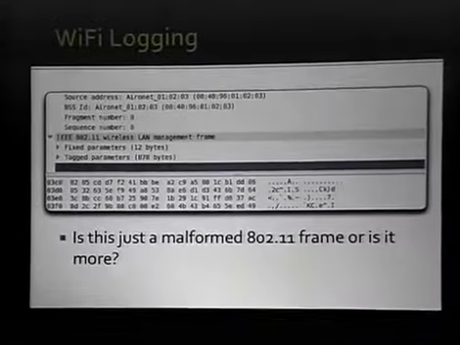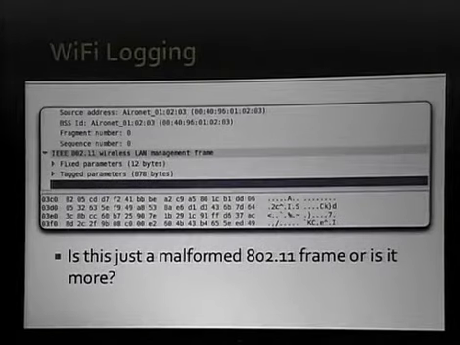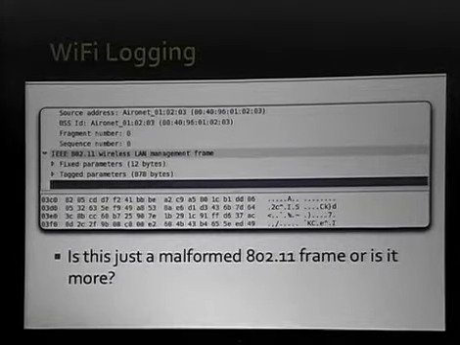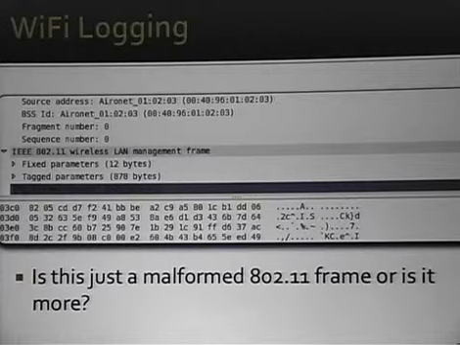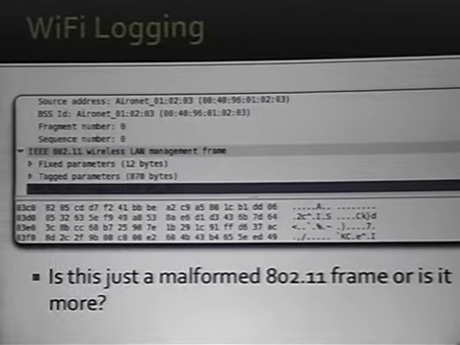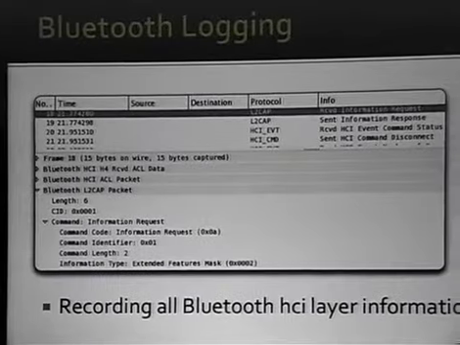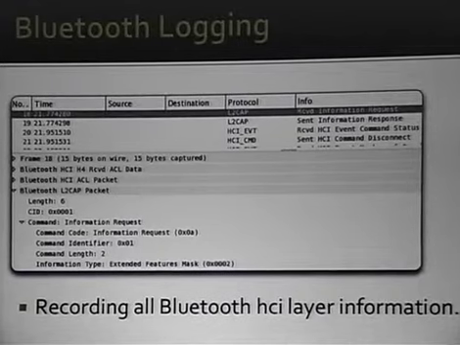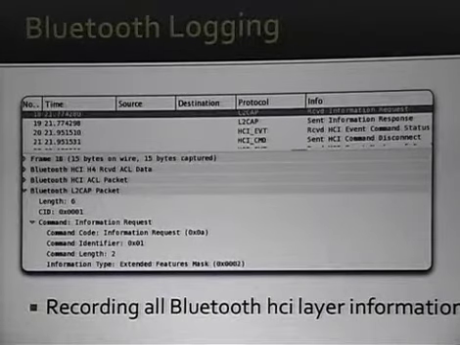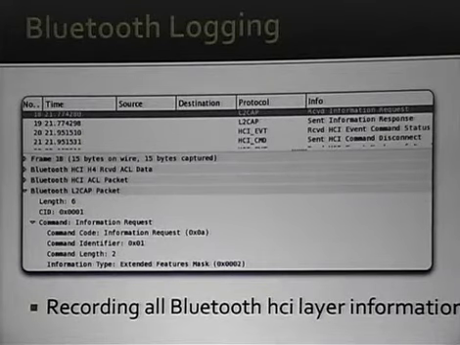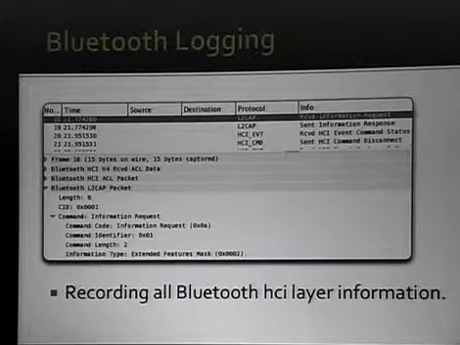This is an example of a Wi-Fi packet we grabbed. We don't know if it's just a malformed packet or if it's an actual attack. Recording Bluetooth is really a challenge because right now all we can get is the host control layer information, and so that doesn't tell us a lot.